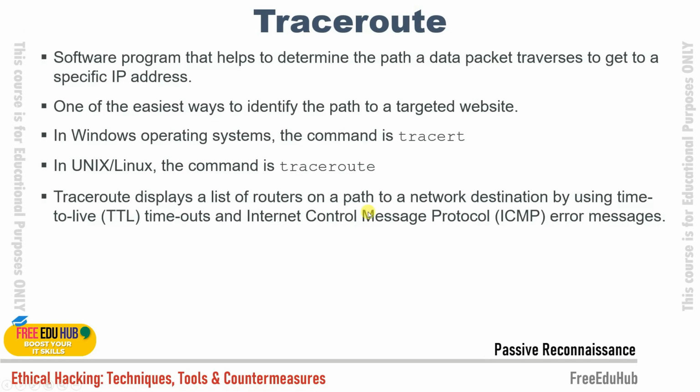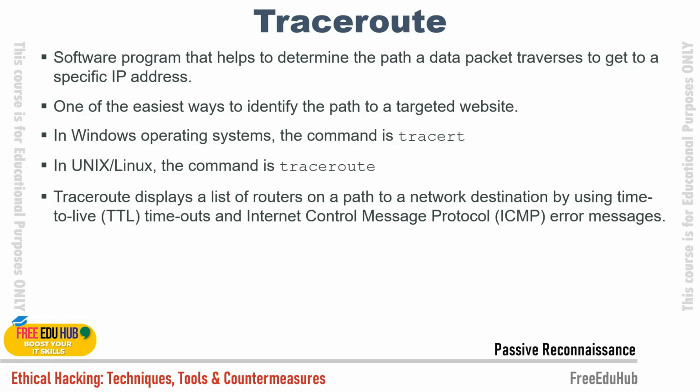Now, we use another tool called traceroute, and this software tool helps us to determine the path of the data packets and the traverses to get to the specific IP address. One of the easiest ways to identify the path of the target website. So if you are in an organization, you are using a series of firewalls and switches, etc.